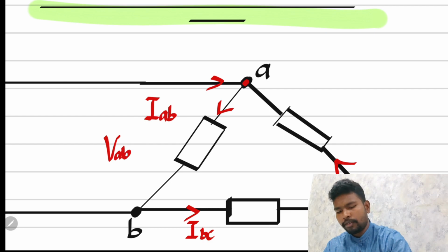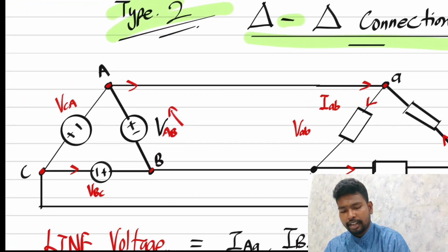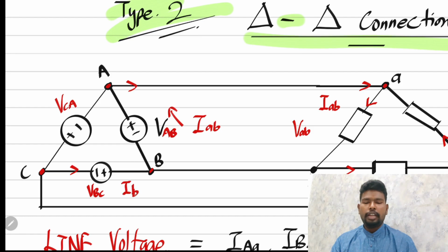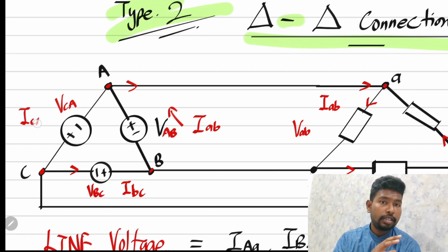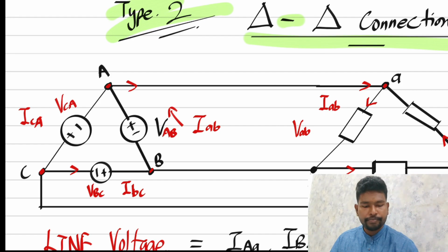It goes the same for the current as well: IAB, IBC, and ICA. In the case of a delta connection, there's no such thing as IA, IB, IC. It's always a pair, IAB, BC, or CA. It's always like that because it's connected. Alright? So the line voltage is always VAB, VBC, VCA.